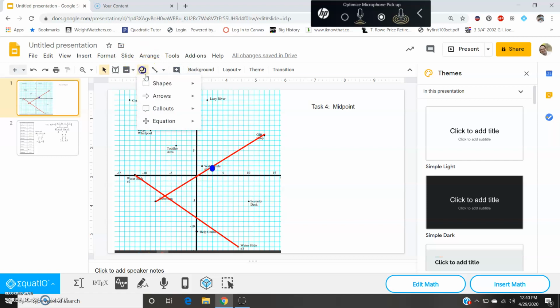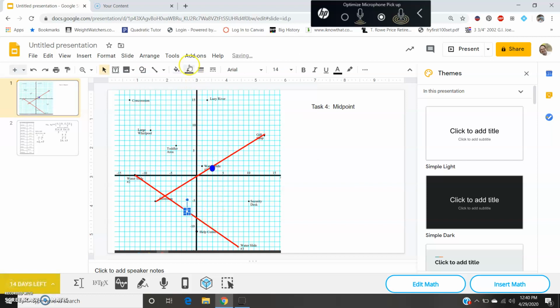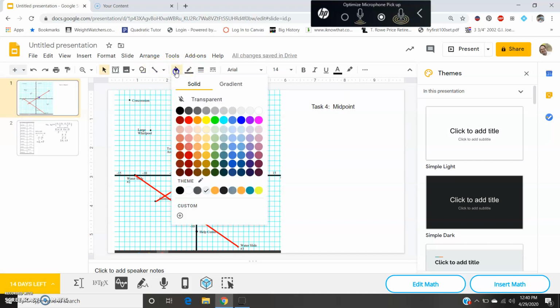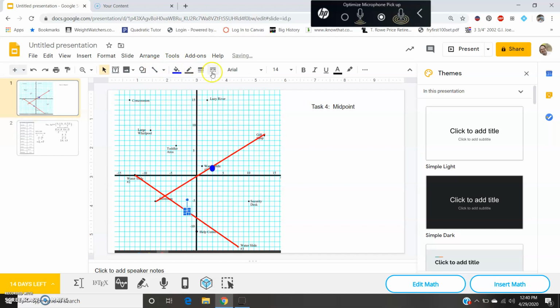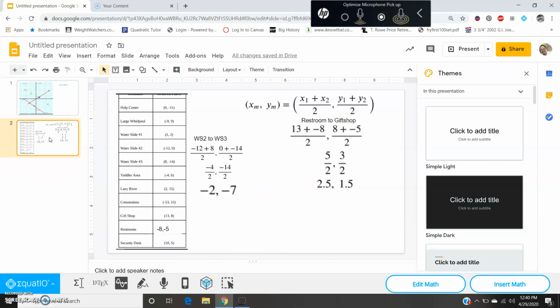I'll insert one of those circles again. Boom, at about that spot. And I'll format it so that it's got a fill. We'll make it blue again. That should be good. Boom. So that is how you're going to work the midpoint problems for task 4.